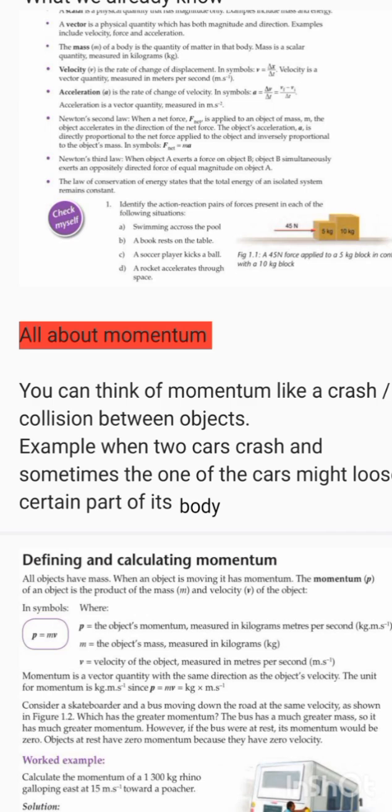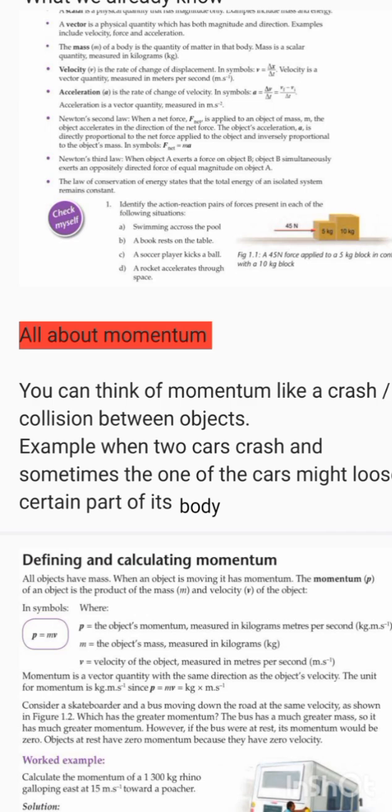Okay, and then the last one is the law of conservation of energy. We learned this in grade 10. So we know that the law of conservation of energy states that the total energy of an isolated system remains constant. Okay, now I just want to see if you still remember this.